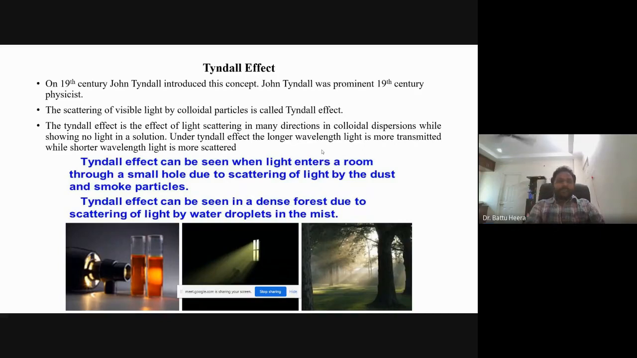Now the Tyndall effect can be seen when light enters a room. You have always seen this. So I think the concept of the Tyndall effect is clear now. When we shine visible light, the particles in it scatter the light. So that's the concept of the Tyndall effect, which was introduced by John Tyndall in the 19th century.